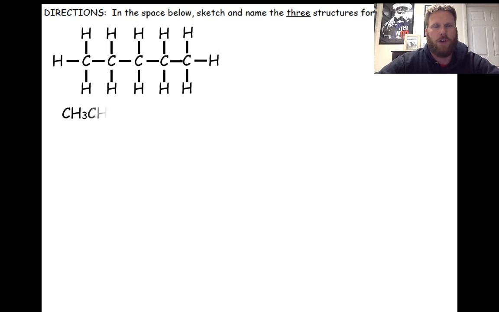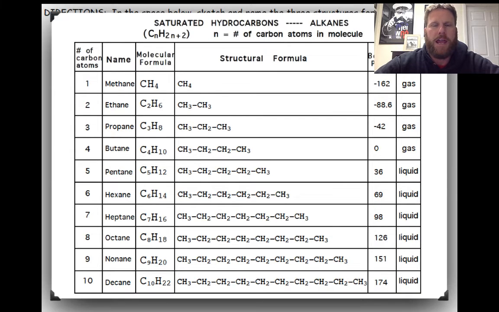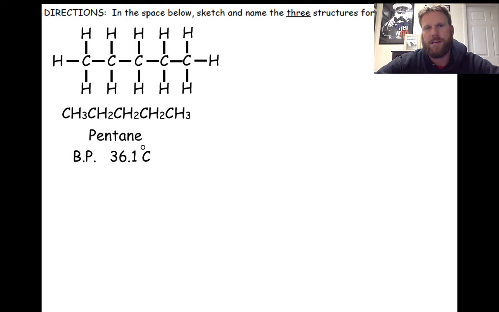The easiest one to draw is simply the long continuous strand of 5 carbons. So if we follow the game plan here, we name the longest continuous strand. Well, 5 carbons long is called pentane. So this is pentane. We can stop here because there's no branches. If there's no branches, there's no need to number the carbons. Pentane happens to have a boiling point of 36.1 degrees Celsius.